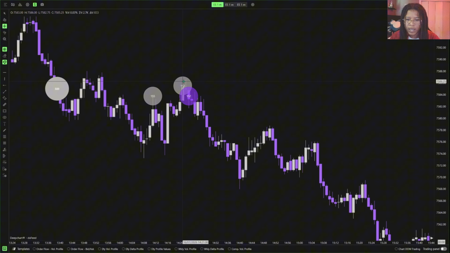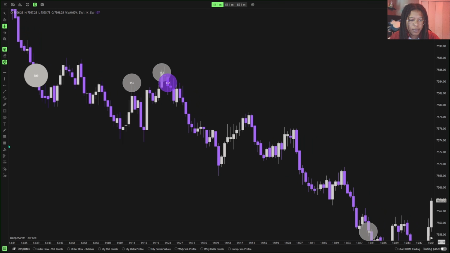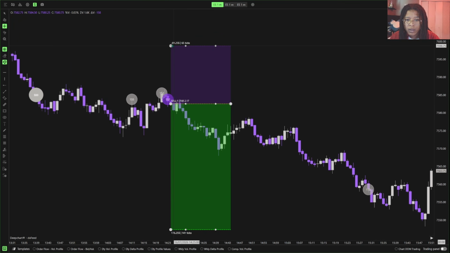Like right here, I will see buyers get absorbed right here. What time is this? 2 p.m. A quick PM session short. You look for some confirmation on the footprints, or if that's enough for you, that's enough for you. You get in right there. Stop above the high.